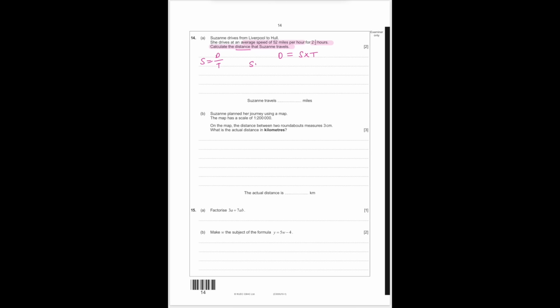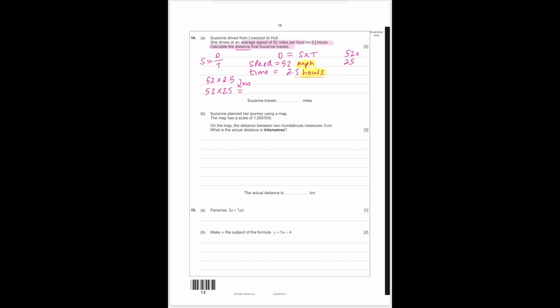So we have a speed of 52 miles per hour, and we have time as 2.5 hours. Really important to check that our miles per hour units match our time units. So we've got miles per hour and our time is in hours, so we can work with them exactly as they are. So we're going to do 52 times 2.5. I'm going to times this by 10. So I'm going to do 52 times 25 to start off with.